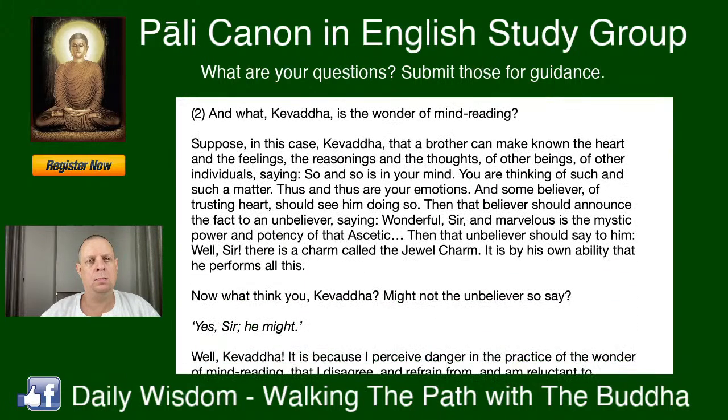And what, Kevaddha, is the wonder of mind reading? Suppose in this case that a brother can make known the heart and feelings, the reasonings and the thoughts of other beings, of other individuals, saying, "So and so is in your mind, you are thinking of such and such a matter, thus and thus are your emotions." And should some believer of trusting heart see him doing so, then that believer should announce the fact to an unbeliever, saying, "Wonderful, sir, and marvelous is the mystic power and potency of the ascetic." Then that unbeliever should say to him, "Well, sir, there is a charm called the jewel charm. It is by his own ability that he performs all this."